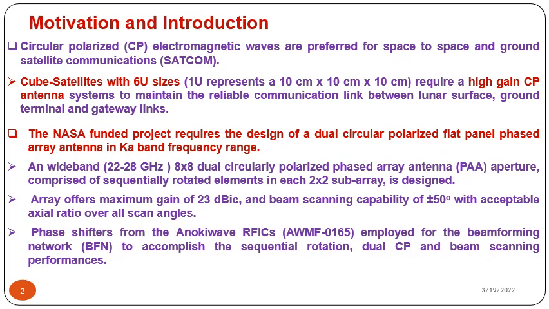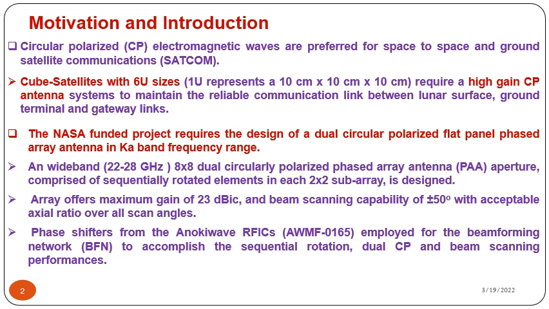Circular polarized electromagnetic waves are preferred for space-to-space and ground satellite communications. CubeSats with 6 unit sizes require high-gain CP antenna systems to maintain a reliable communication link between the lunar surface and the ground terminal. So in this NASA-funded project, we have designed a dual circular polarized flat panel phased array antenna which works in the Ka-band frequency range.